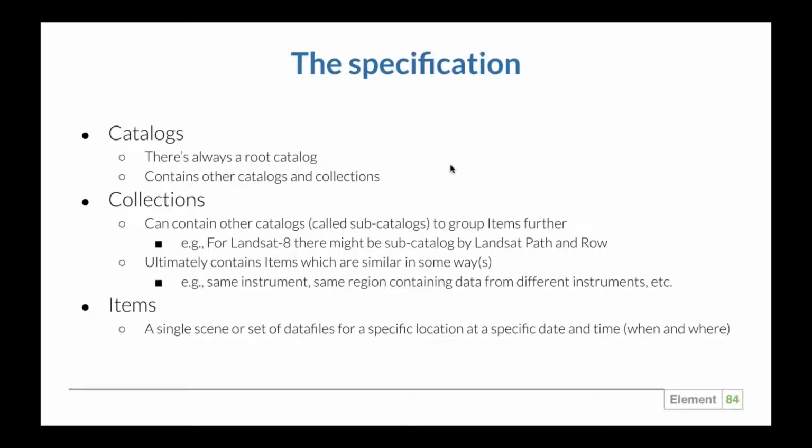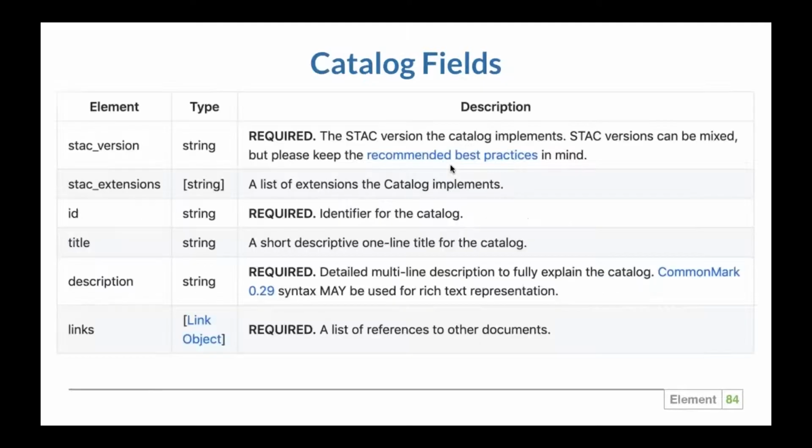The catalog fields here, pretty simple. Again, the focus is on simple metadata for search and discovery. So catalog really just has the main things: an ID, the title, the description, and those links are really important. Of course, we have STAC version and STAC extensions. You'll see these in all the different entities.